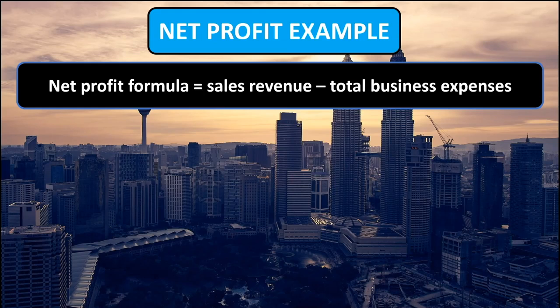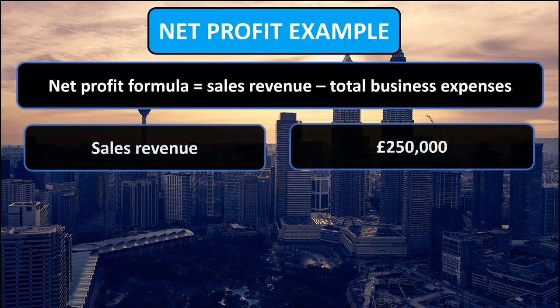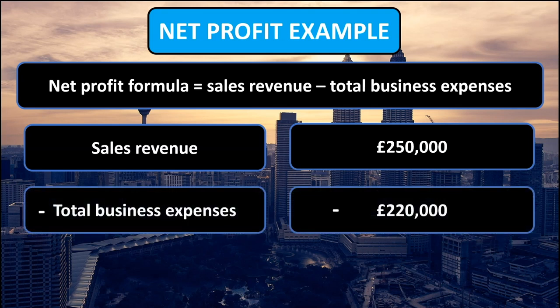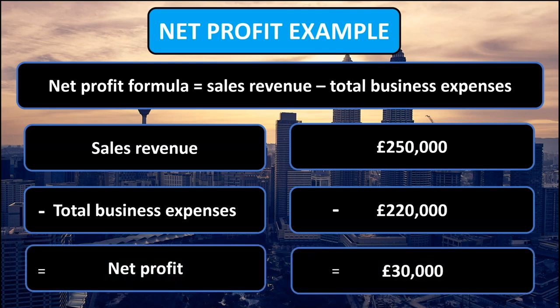So let's take a look at calculating the net profit. Same as the gross profit, the figures a business requires to calculate their net profit can all be found on their income statement. Firstly, we start with the sales revenue, which in this example is £250,000. We then deduct the total business expenses, which in this example is £220,000. This leaves us with £30,000. This is our net profit.